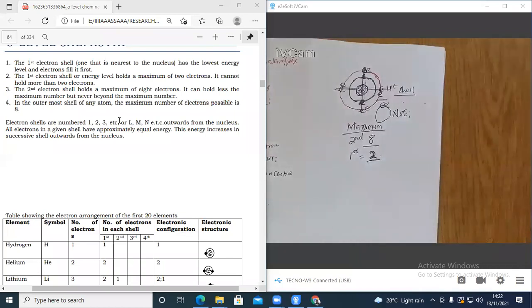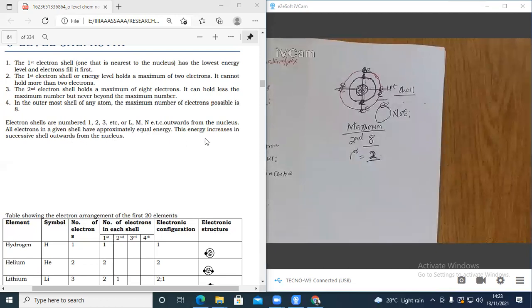Okay? Yes. So here they are saying electron shells are numbered 1, 2, 3, or K, L, M, N, etc., outwards from the nucleus. All electrons in a given shell have approximately equal energy. So this energy increases in successive shells outwards. So the energy level increases.